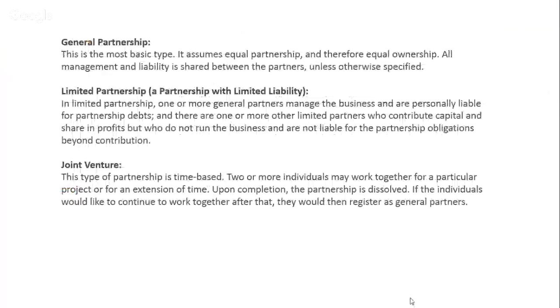I think I should go to the next slide. There are three types of partnership: general partnership, limited partnership, and joint partnership. Depending on the partnership, the laws would be different. So in the US, these are the three types of partnership.